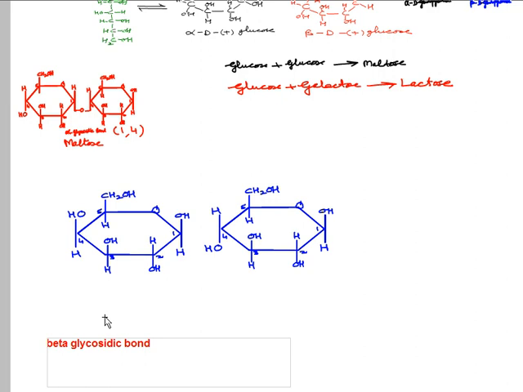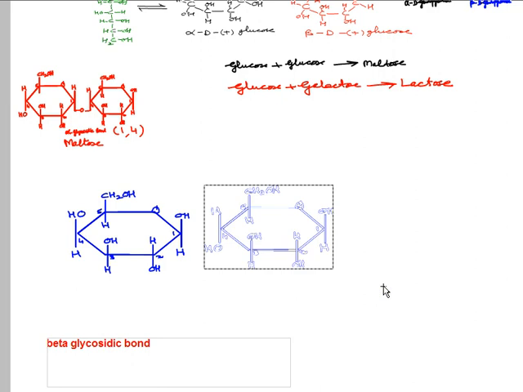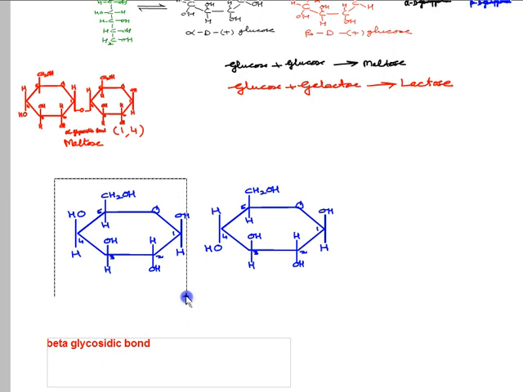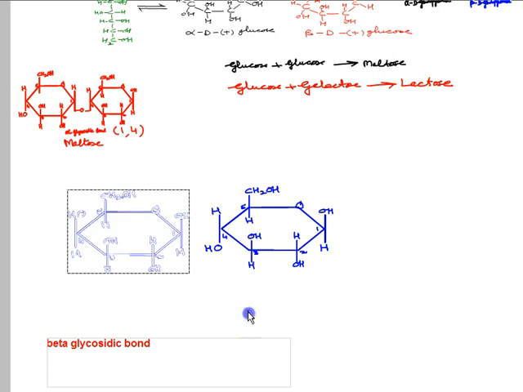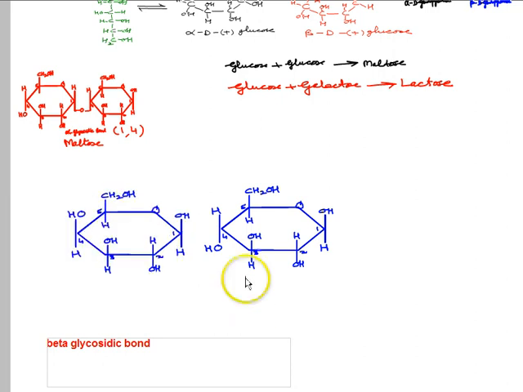Now this is something very simple. OH, this is again a beta form. OH over here, this is again a beta form. This is a beta form of glucose, and this is the beta form of galactose. So we take these two molecules.